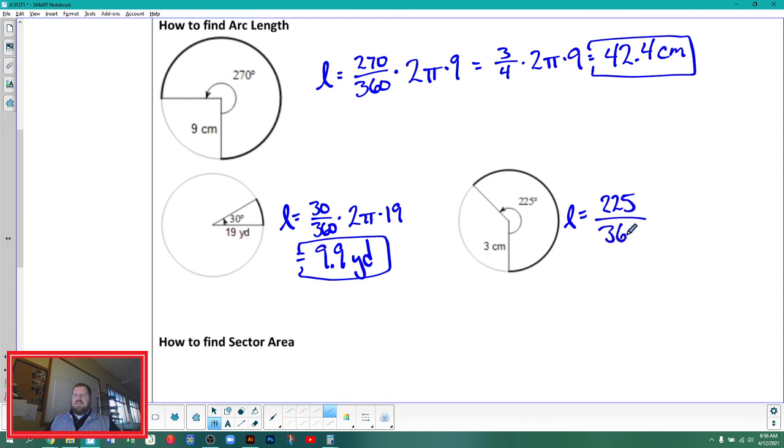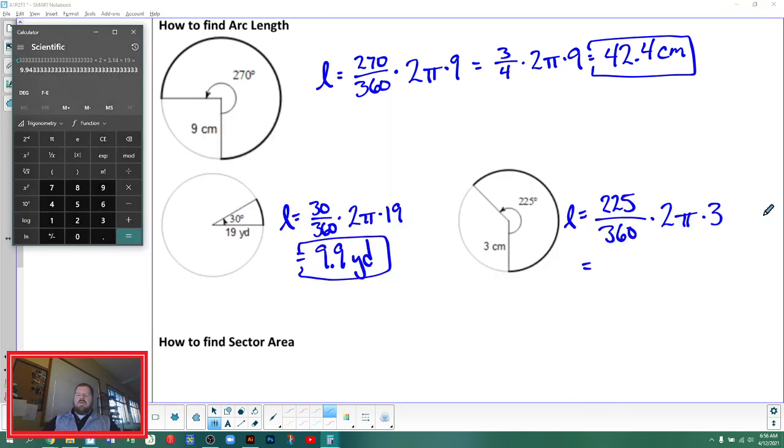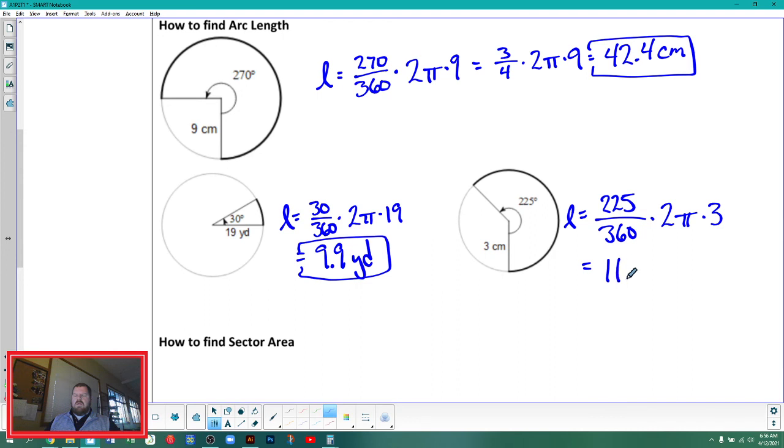225 over 360 times 2 times pi times the radius. And we get 11.8. And those are centimeters. So not too bad.